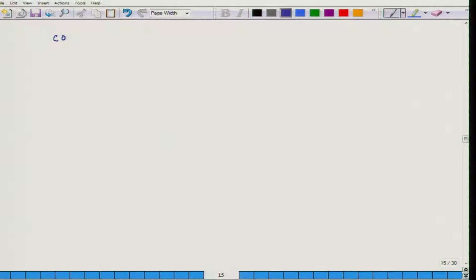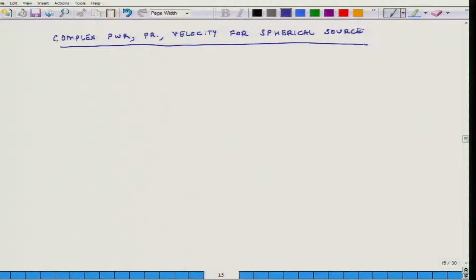So, our aim is complex power, pressure, velocity for a spherical source. It is not a point source, but a spherical source of finite width. Here we are assuming that the spherical source is emitting sound waves uniformly at all points in all the directions.